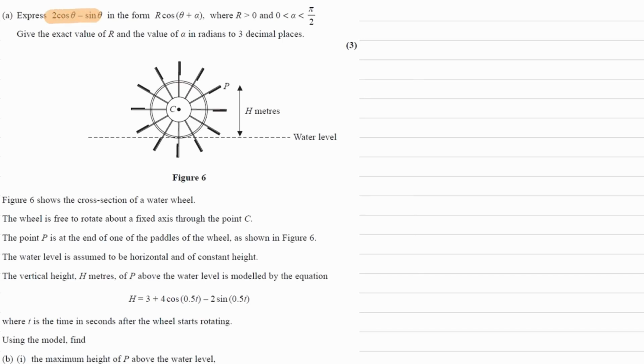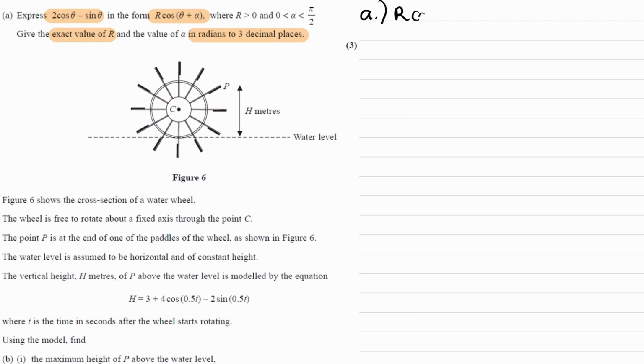Express 2 cos theta minus sine theta in the form of r cos(theta plus alpha), where r is positive and alpha is between 0 and pi over 2. Give the exact value of r, and the value of alpha in radians to 3 dp. Okay, so this is pretty standard stuff.